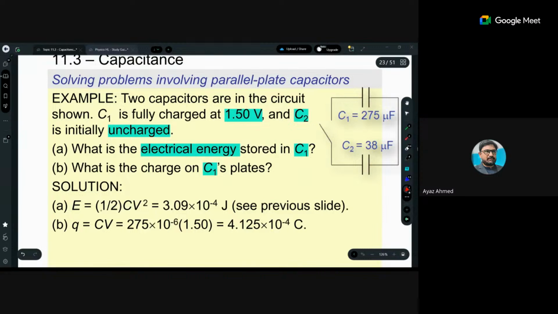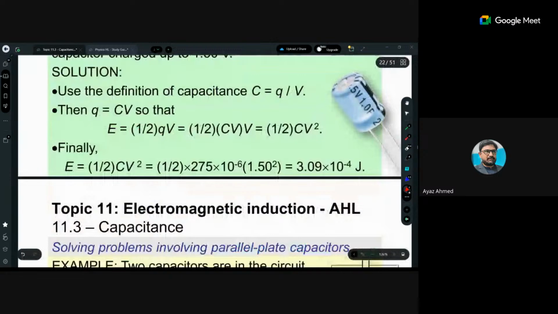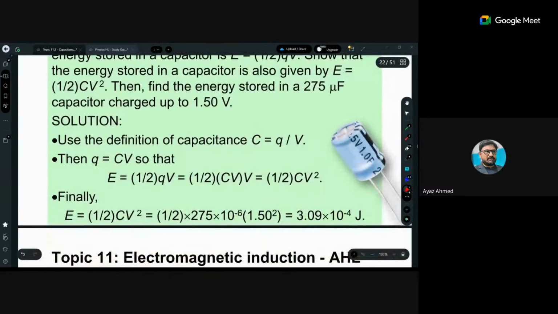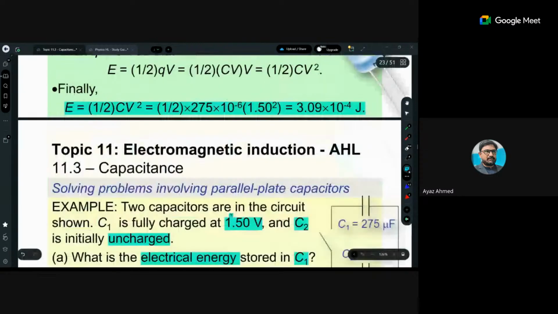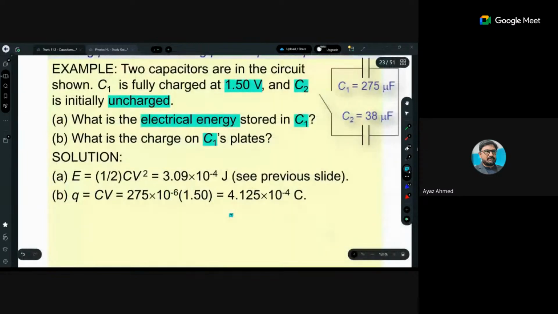We know that E is equal to 1 by 2 CV square. I have solved that in the previous slide, because that is the same question, extended one. 1 by 2 CV square, we have capacitance of 275 microfarad, and 1.5 is the voltage, so it gives you 3.09 into 10 to the power minus 4 joule. So that is the energy.